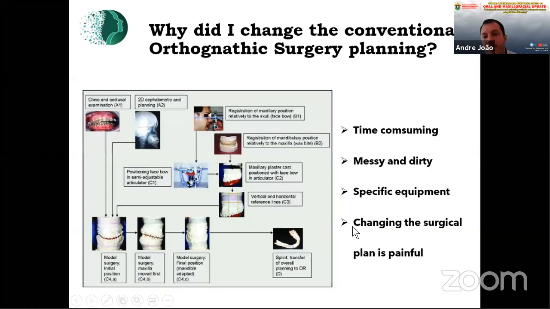We also need specific equipment. And after you finish the model surgery, it was very difficult: if you didn't like something, basically you had to start again. It was difficult to change things a little to improve your treatment. With virtual planning, it became easier. We can test many things until we find the ideal treatment for the patient.